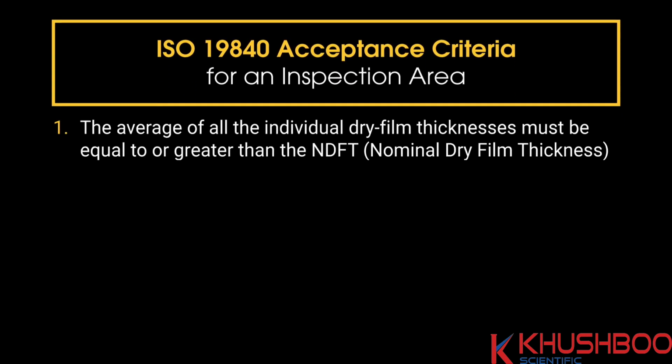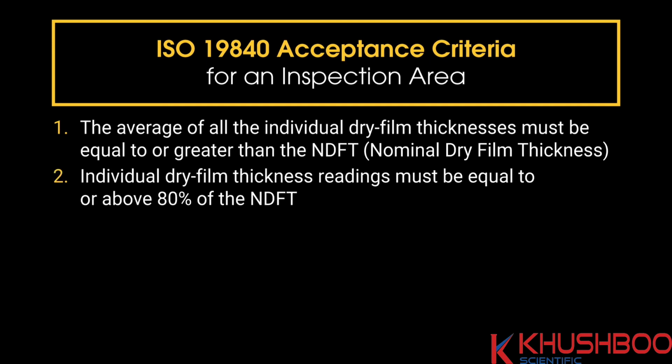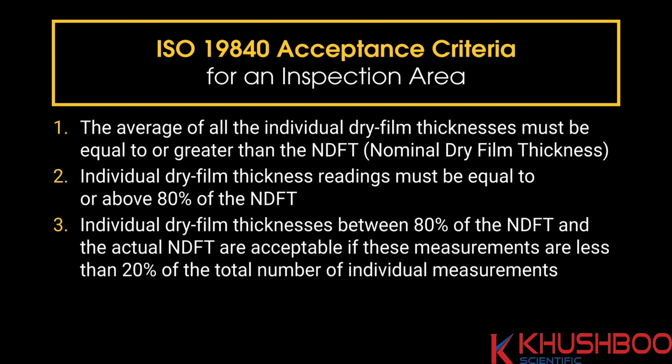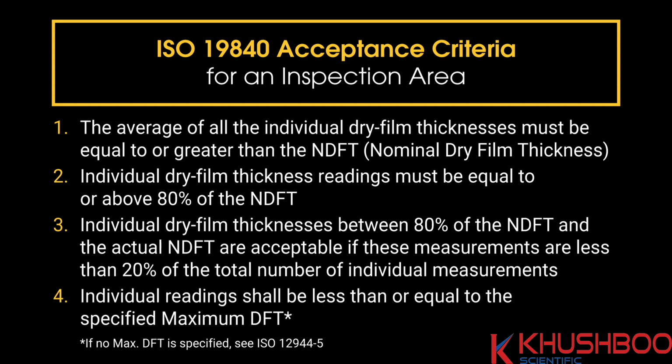The average of all the individual dry film thicknesses must be equal to or greater than the NDFT. All individual dry film thickness readings must be equal to or above 80% of the NDFT. Individual dry film thicknesses between 80% of the NDFT and the actual NDFT are acceptable provided that the number of these measurements is less than 20% of the total number of individual measurements taken. Additionally, individual readings shall be less than or equal to the specified maximum dry film thickness.